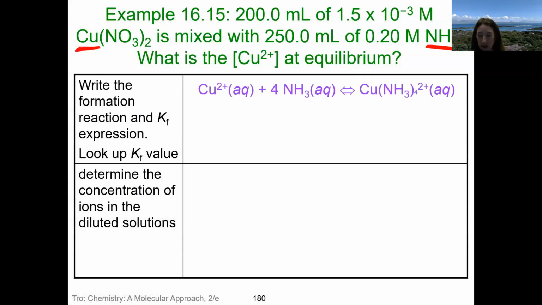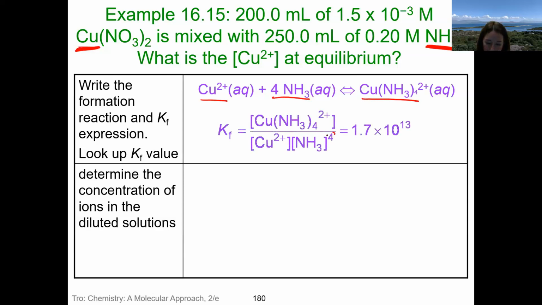And there it is right there. When you write it, it's products over reactants raised to the coefficients. Yes, we have to raise this to the 4. We want this at equilibrium, so we need to figure out this and this. We need to figure out how much copper we start with.